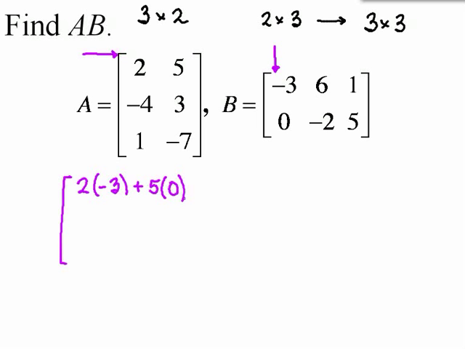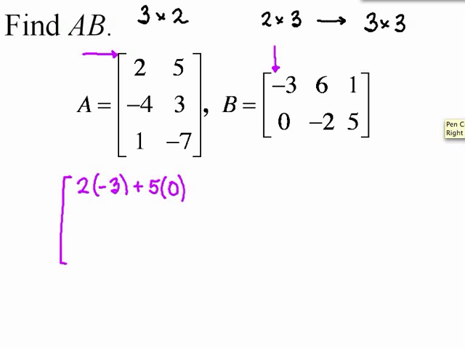So look again and see what I did. I took the first term times the first term, 2 times -3. Then I added that to the second term times the second term. I'm going to go ahead and erase those so that doesn't throw us off on the other ones. But first times first plus second times second.